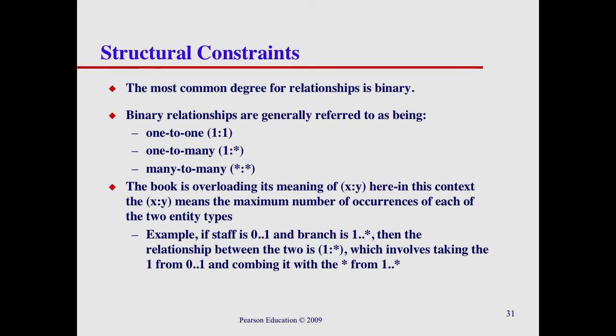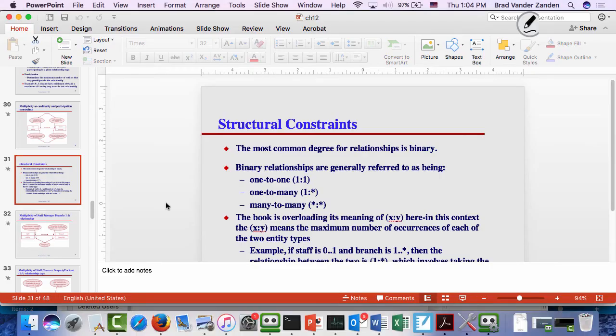Okay, the book also talks about the degree of a relationship. So again, it is orthogonal. Multiplicity is one thing, degree is another. And the book confuses the two. It's not clear that these are two different concepts that are orthogonal. The degree of a relationship is where you take the maximum cardinalities of each entity and put them together. And there are three types of degrees: one-to-one, one-to-many, and many-to-many.